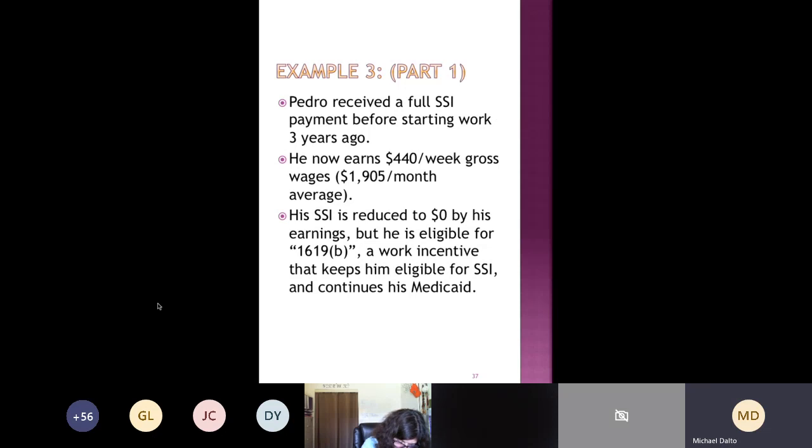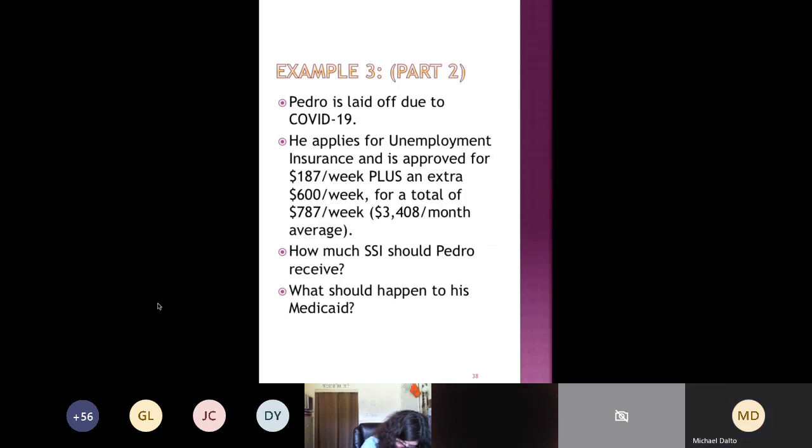And that does 2 things. It lets them continue to keep their Medicaid, and if anything happens to their job later, if they stop work or their earnings drop low enough, it lets them get their SSI payments back just by calling Social Security. They don't have to reapply. So it's a tremendous safety net, and it protects SSI eligibility. So even though Pedro's earning enough to stop his SSI, he's still eligible for SSI, and he keeps his Medicaid.